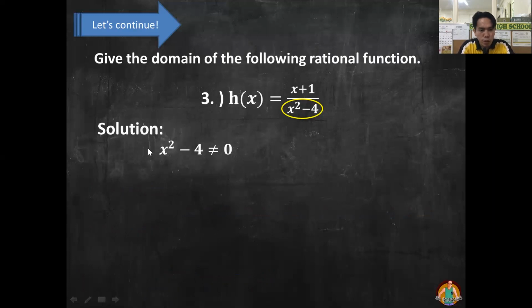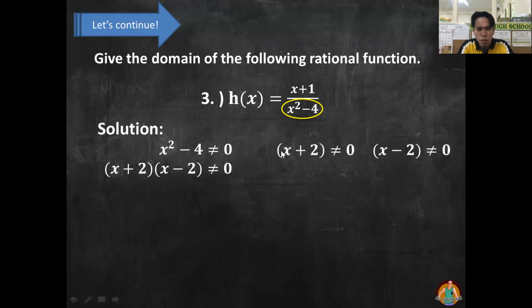So, of course, we are going to factor x squared minus 4 at yung factor niya is x plus 2 and x minus 2. At alam nyo na yan sa factoring natin. Okay? So, i-equate natin si x plus 2 and x minus 2 to 0. So, yung x plus 2 must not be equal to 0. Okay, so our x must not be equal to negative 2 and our x must not be equal to positive 2. So, yan yung solution natin.